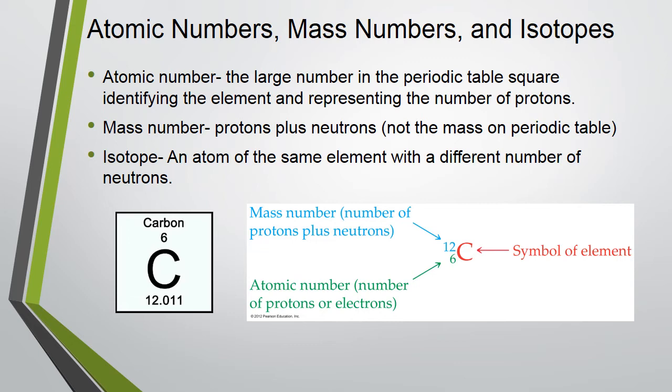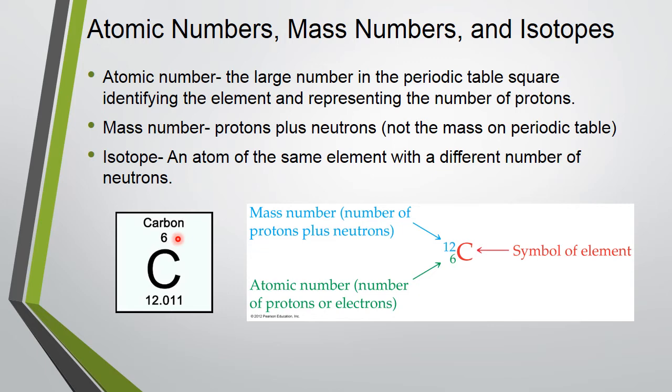So we have some numbers we deal with. We deal with our atomic numbers, our mass numbers, and that helps us lead into what are called isotopes. So the atomic number, it's our large number on the periodic table square, and it identifies that element. So carbon is element number 6, and it represents our number of protons. So carbon has 6 protons. In a neutral atom, this number also represents the number of electrons in that atom. So it has 6 protons balanced by 6 electrons, making 6 positive, 6 negative, and it's neutral.